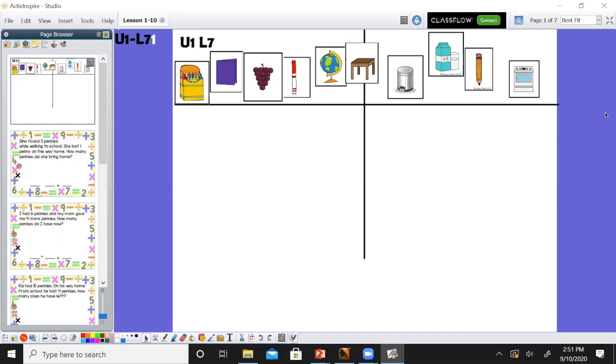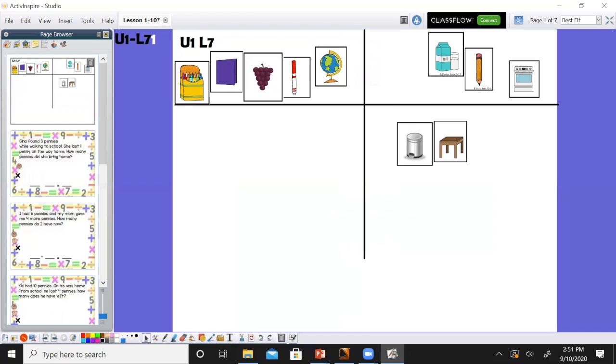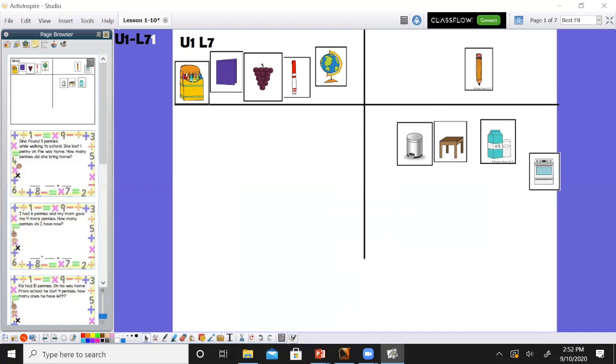Oh, so you notice that some of these items, they're kitchen items. So I should put the kitchen items on one side maybe. Put those into a group. Yeah. So we're going to sort them. I want them only in two groups. So if I start by putting what I notice, this is a kitchen item, this is a kitchen item, this is a kitchen item, this is a kitchen item.